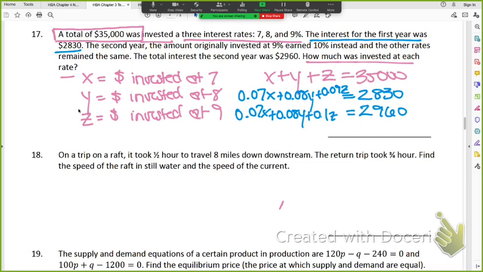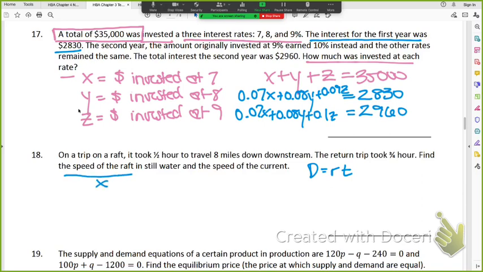All right, the last two. We did several like 18, both in homework and when we went over it in class. I remember specifically going over a question like this. We did distance equals rate times time to help us with this. It tells me on a raft it took half an hour to travel 8 miles downstream and then 3/4 of an hour to come back. Find the speed of the raft in still water.